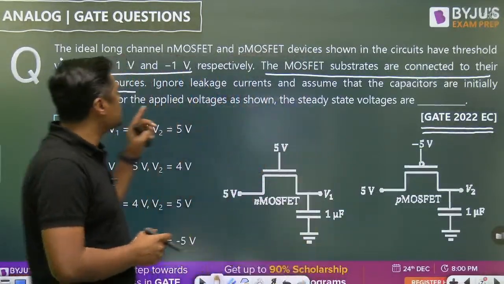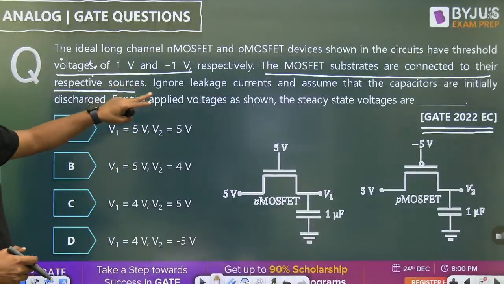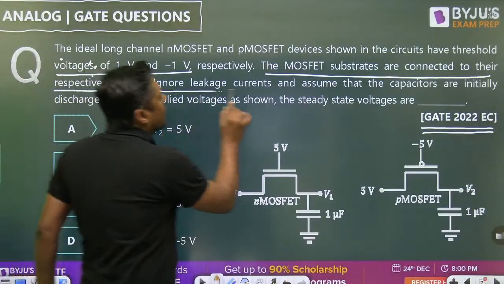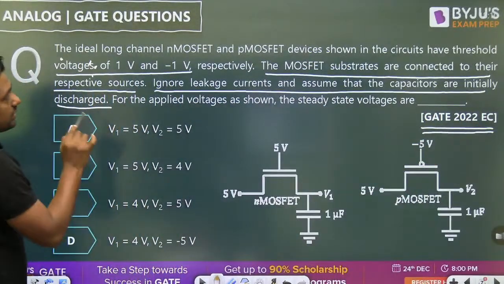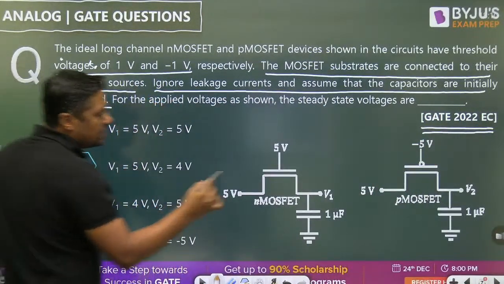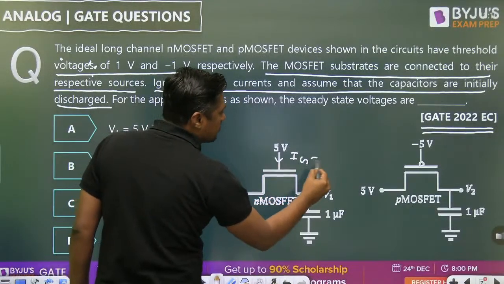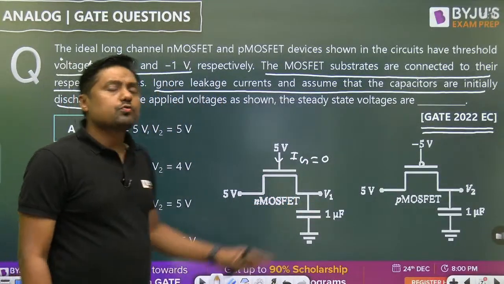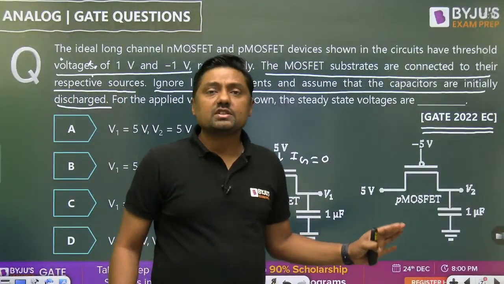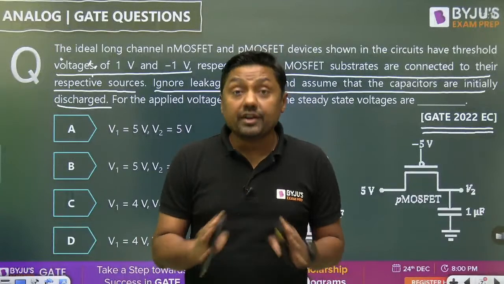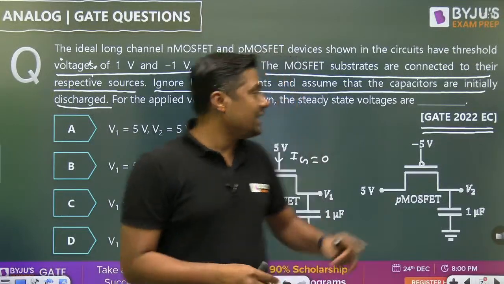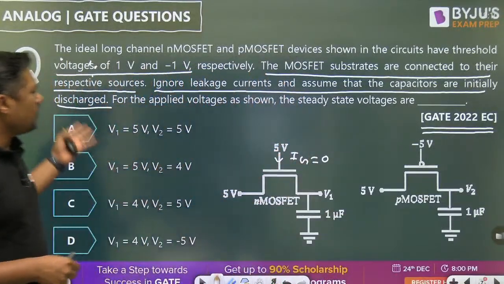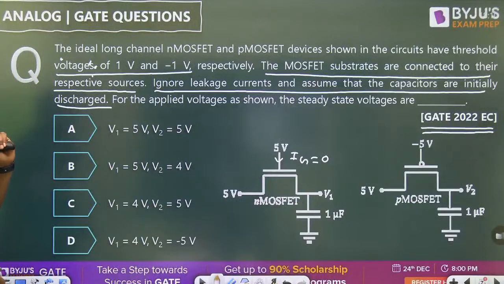That is a normal practice. Ignore leakage current and assume that the capacitors are initially discharged. This is important. When we are neglecting the leakage current, it means we are saying that Ig is equal to 0. Or when the MOSFET is in cutoff, there will be no current. Capacitor is ideal, MOSFET is ideal, IGFET, that is insulated gate field effect transistor, and that's why Ig is equal to 0. So we are considering the ideal condition.